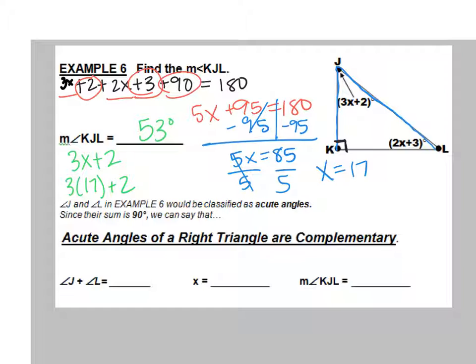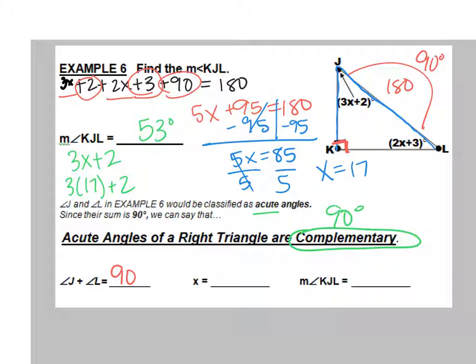Okay, and then there's this one last little piece. In example 6, the one we just worked, J and L would be classified as acute. Since their sum is 90, acute angles of right triangles are complementary. So the other two angles that are not the right angle would also have to add to 90. The reason being, this angle is 90, the whole thing adds to 180, so these also have to add to 90, because 90 plus 90 is 180. So J and L together are complementary. Remember, it's right to give complements. So J and L together would be 90 degrees.